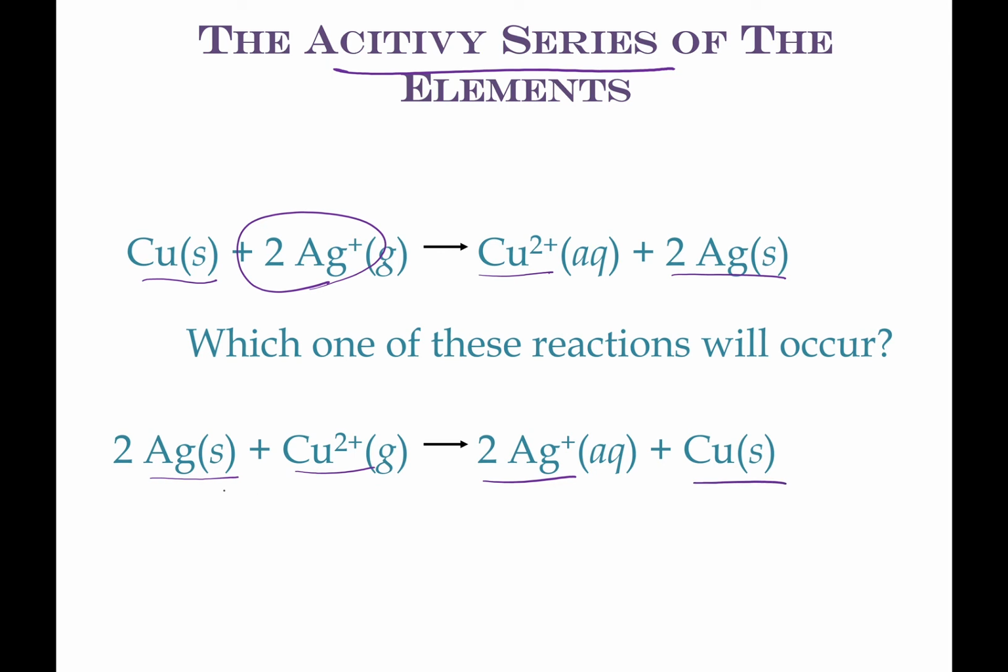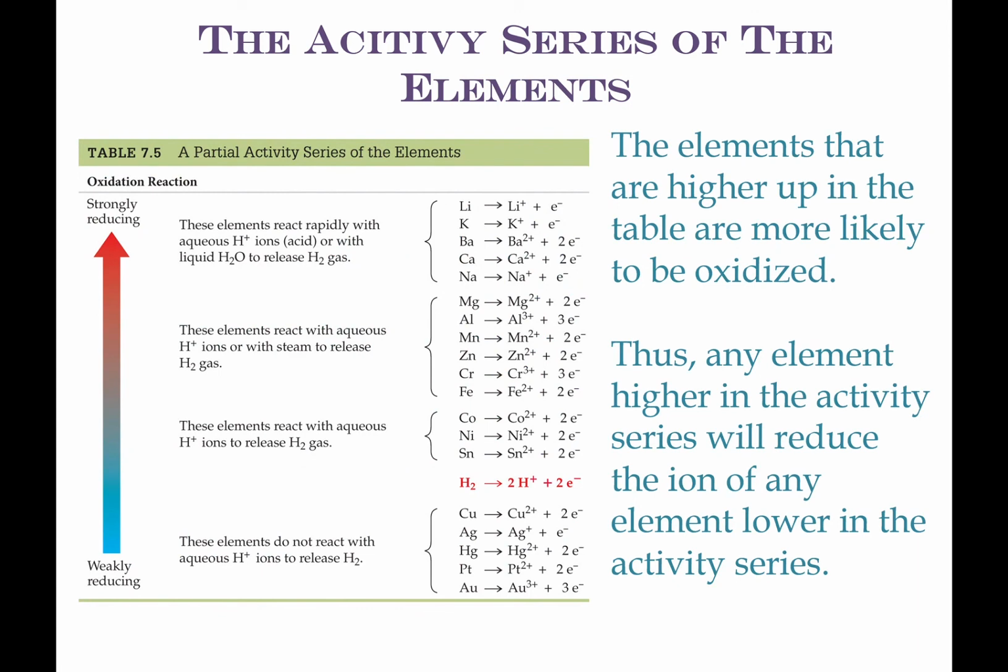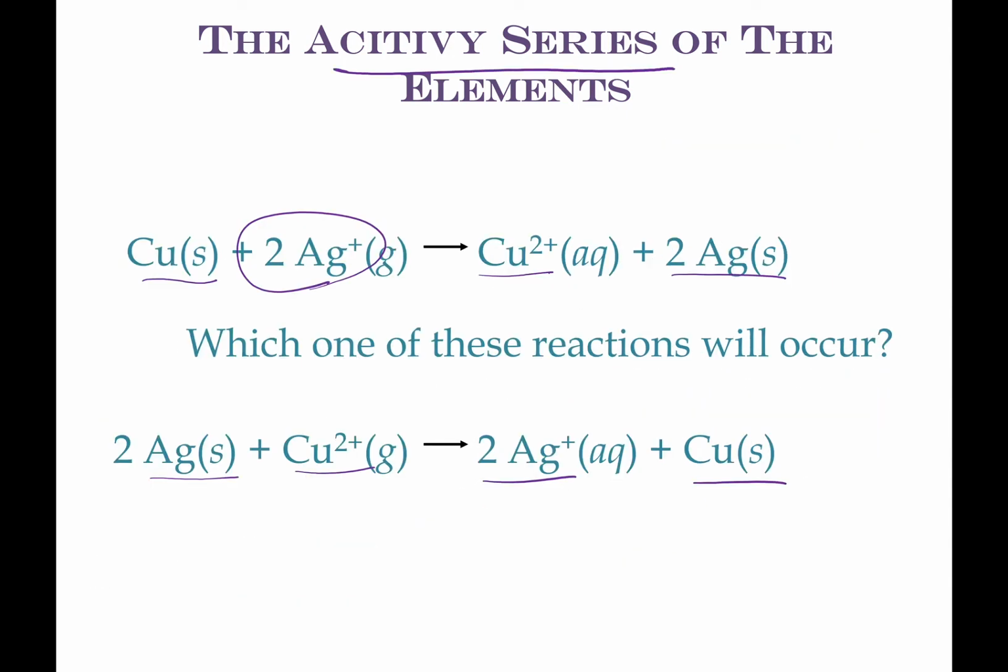So we need to look at an activity series and see which one is higher on the activity series. So this is the activity series. We're looking for copper and we're looking for silver. Here is silver and here is copper. They're directly on top of one another. So copper, being higher, would replace silver, but it would not happen the other way around. So copper will replace silver. This reaction would occur, this one would not.